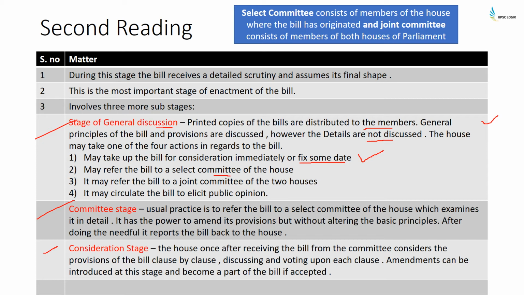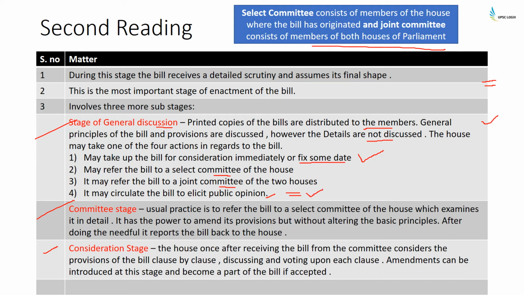So a select committee is just a committee made from members of that particular house, and it can refer the bill to a joint committee as well. So a joint committee again consists of members of both the houses of the parliament, or it can circulate the bill to elicit public opinion. So it can send the bill or publish it in newspapers to understand what the public thinks about the bill.